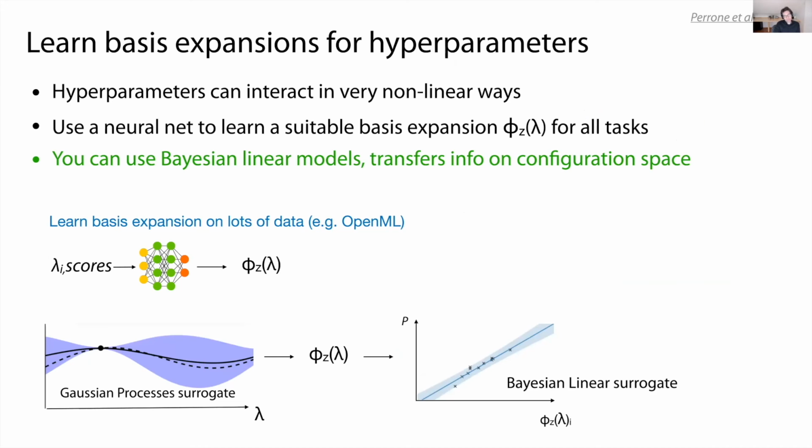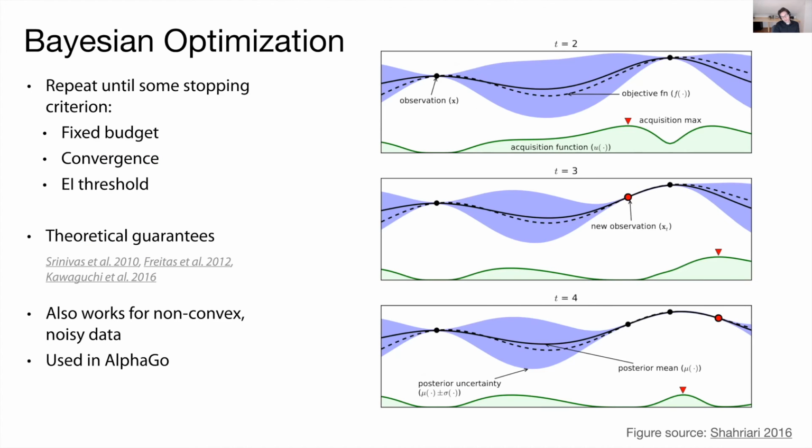Okay, now besides being a good way to optimize black box problems, the model itself encodes information about the hyperparameters, right? And that's something that we can really use.